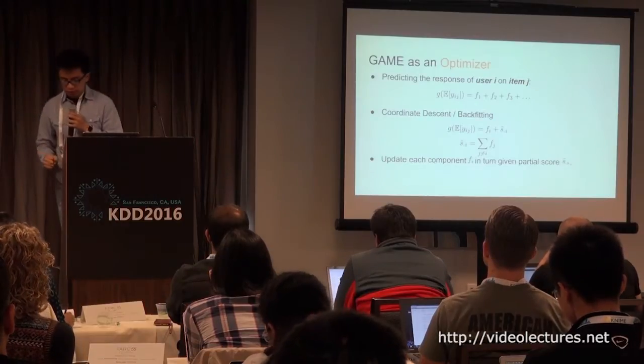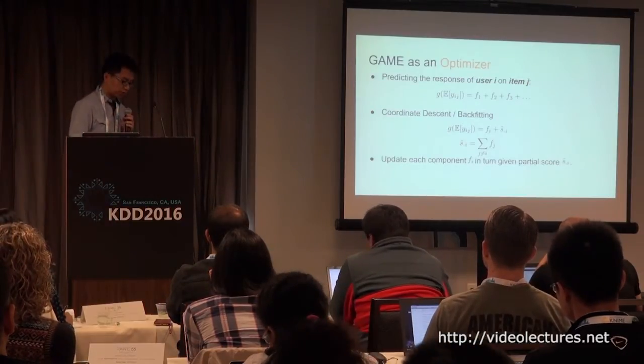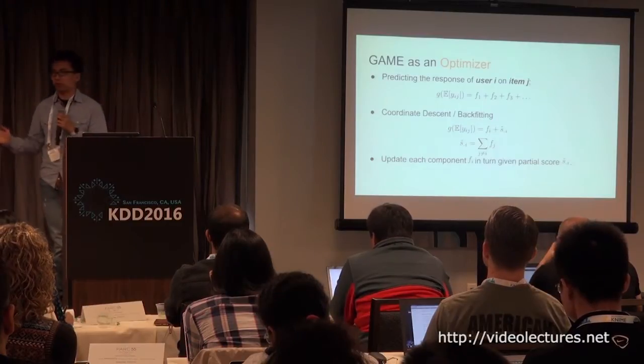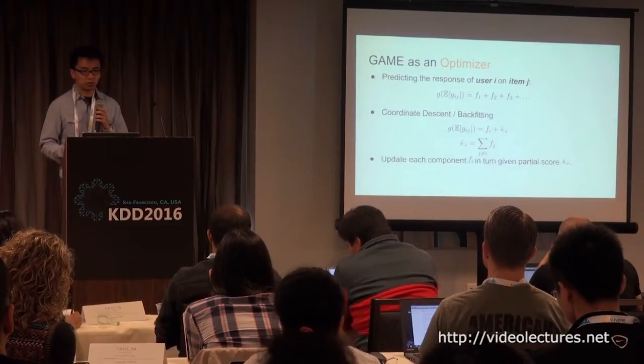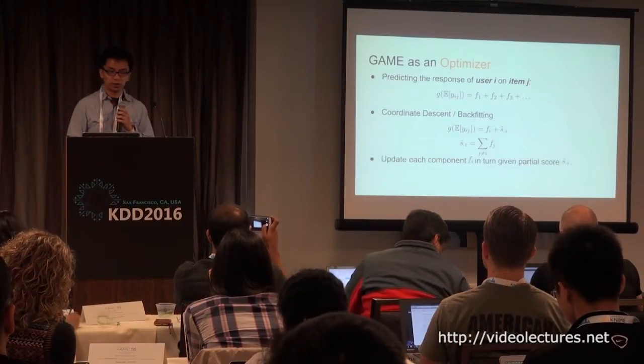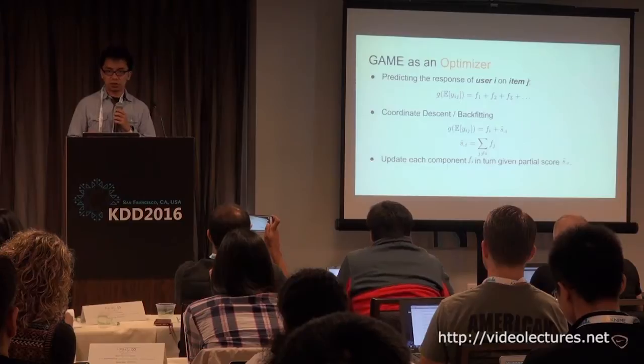The key reason is that there are many optimizers out there, like L-BFGS or Newton's method, but the very reason we choose coordinate descent is because GAME is a very generic framework.